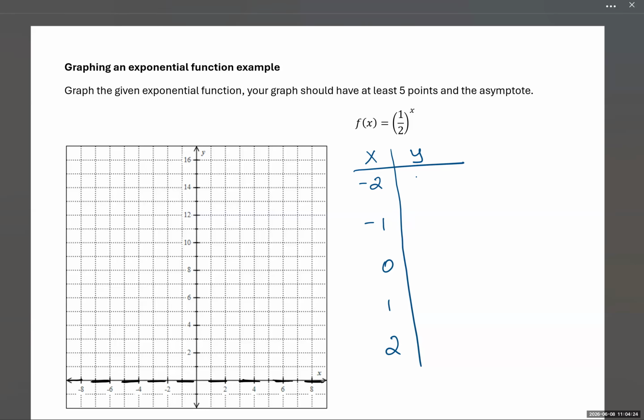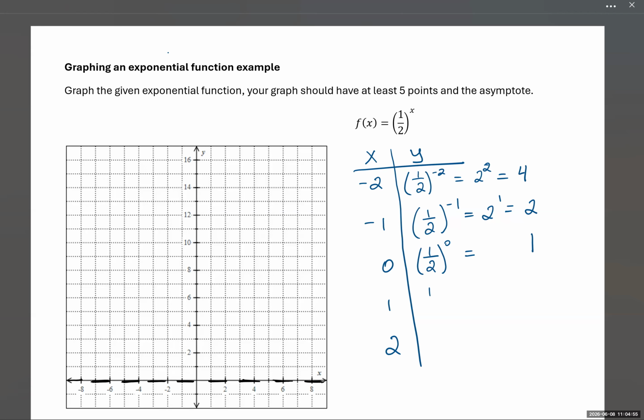So when x is -2, my y will be 1/2 to the -2 power. So that is the same as 2 to the second power, which is 4. When x is -1, my y value is 1/2 to the -1 power, which is 2 to the first power, or just 2. When x is 0, my y is 1/2 to the 0 power, which of course is 1. Any number to the 0 power is 1.